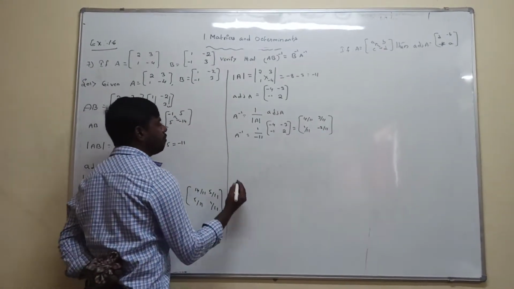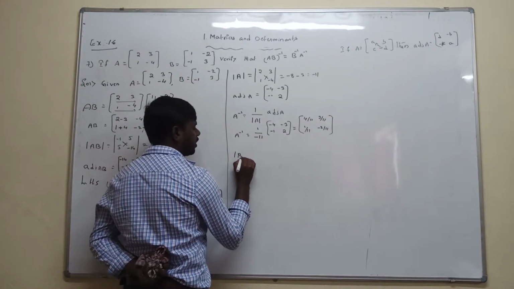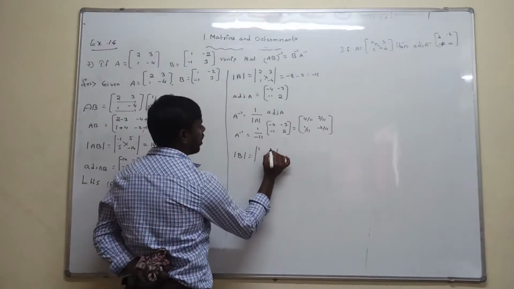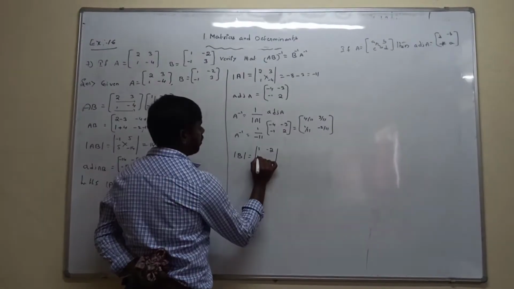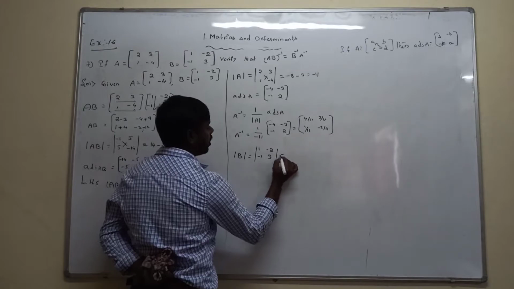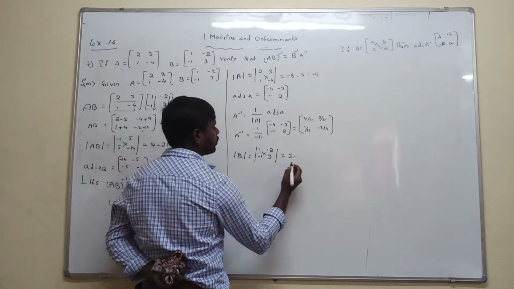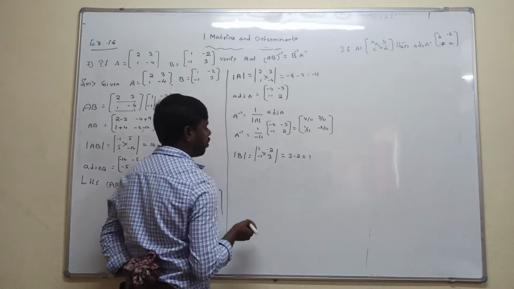Next we need to calculate B inverse. So first we need to calculate the determinant of B. Substitute the B elements: 1, minus 2, minus 1, 3. Now apply cross multiplication. 1 into 3 is 3, minus 1 into minus 2 is plus 2. Minus of plus 2 is minus 2, so we get 1 only.